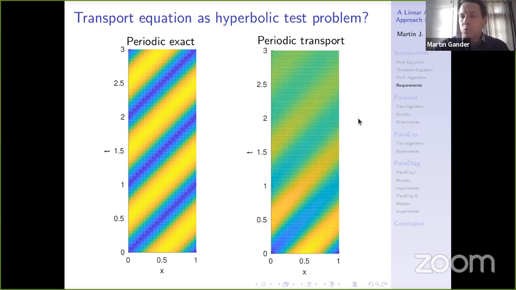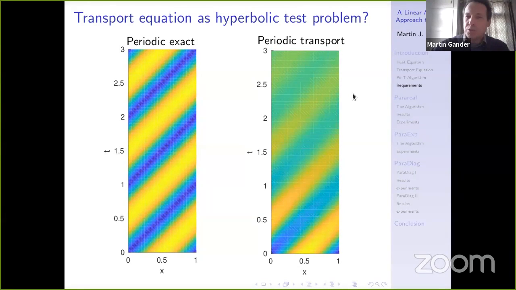So you can be fooled when you run your PinT algorithm on a transport equation if it's discretized like this, because in reality, you solve a diffusive problem. So the transport equation is a delicate equation to use as a test problem. If you want to use it as a test problem, you need periodic boundary conditions, and you need to discretize it such that there is accuracy left in your solution towards the end.